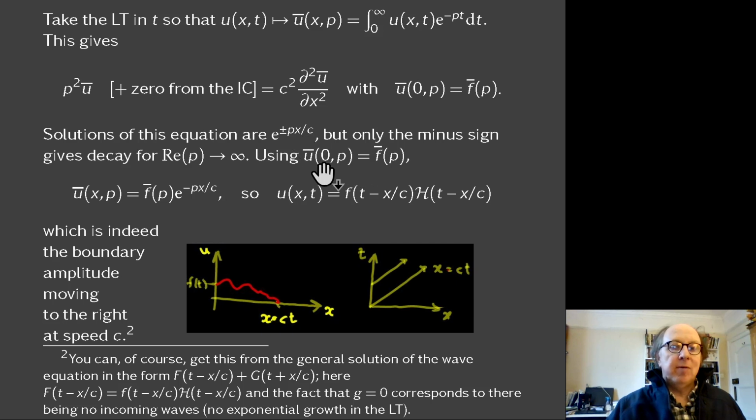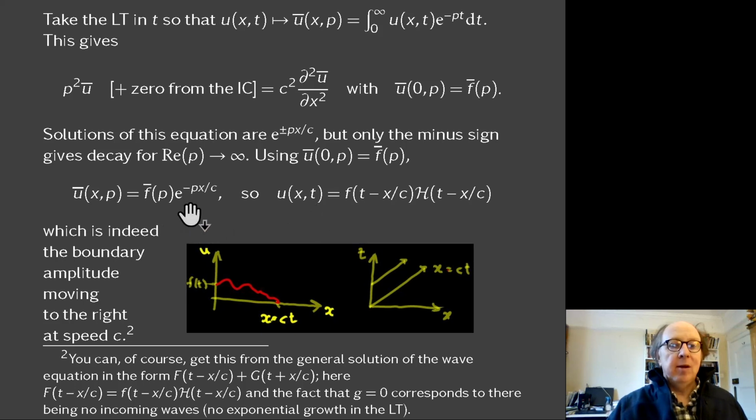And if you put x equal to 0, u bar of 0 and p is f bar of p, so you have u bar of x and p is f bar of p, e to the minus px over c. It may take a little while, it might be worth going through that calculation carefully, but at any rate, there is the answer. And now, of course, you can invert this immediately.